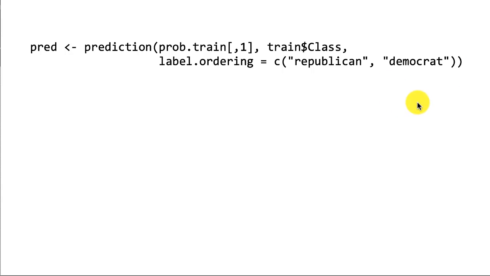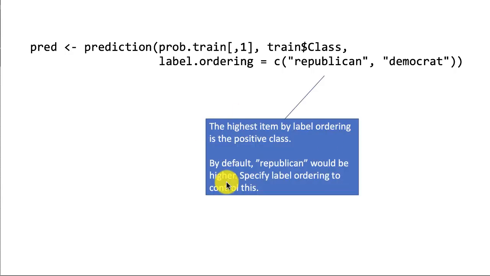Label.ordering is Republican, Democrat. Now if you recall, in the label.ordering of the prediction function, the positive class always comes last. If we didn't specify this, then by default Republican would have been last, right? Because in terms of alphabetical ordering, Republican would come after Democrat. That would become by default the positive class. So if Republican was your positive class, then you didn't have to do label ordering, which is why I said, let's make Democrat the positive class so that I can illustrate label ordering for you. Okay, so this is exactly what I'm explaining here. The highest item by label ordering is the positive class, so we are changing it.